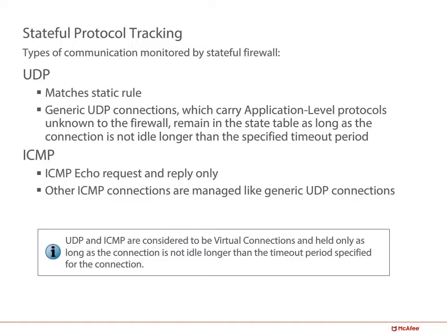ICMP, the only communication that is tracked is ICMP echo request and echo reply. Any other ICMP connections that are managed will be like generic UDP connections. Just understand, these two communication types are less reliable. They're considered connectionless protocols. That's why I say check is in the mail. I don't know if you received the check. And once again, that connection will be held only until it's not idle longer than the configured policy settings.